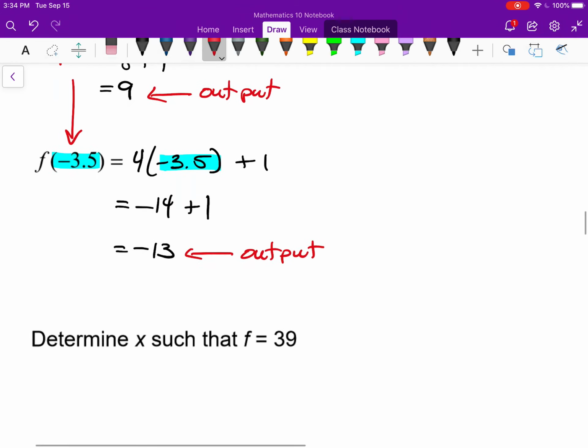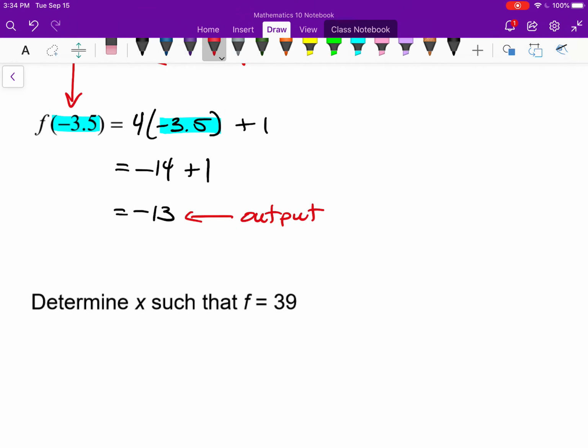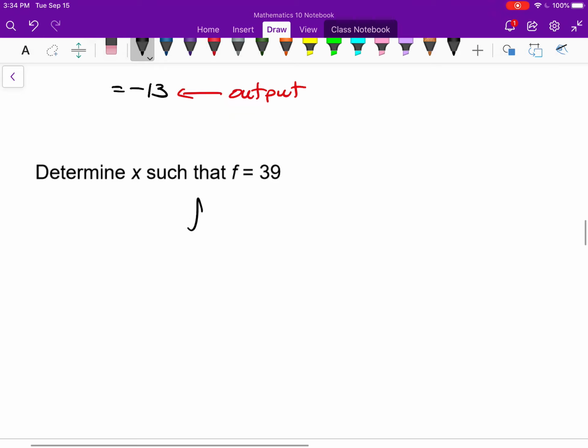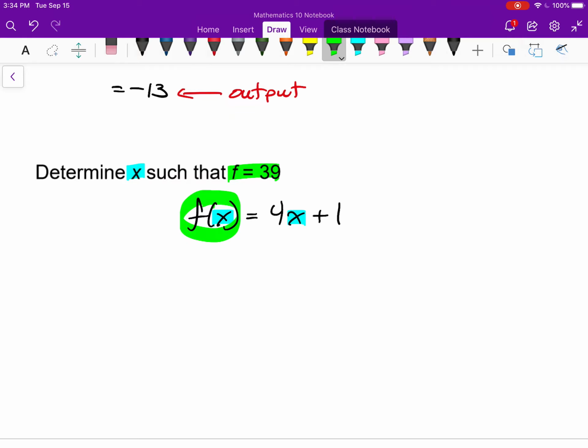So what if I ask you this? Determine x such that f of x equals 39. That means, if I go back to my equation, let me write down the equation again, because it's kind of gone off my screen. So f of x equals 4x plus 1. So what this question is saying is, we don't know what x is, but we know that f of x, the output, we want all of that to equal 39. So what number has to go into this equation so that 39 comes out? Right, that's my output.